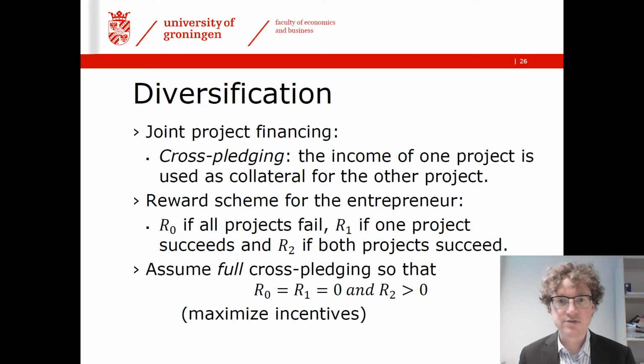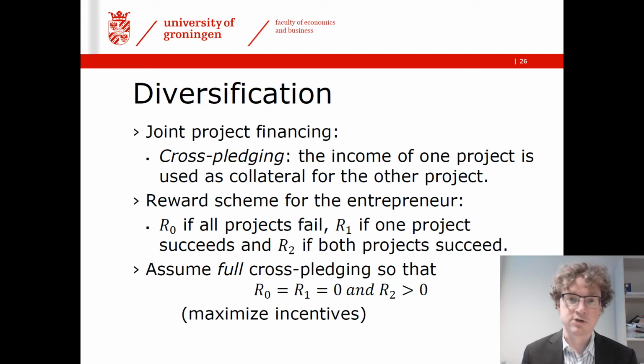So if that's not successful, I just forgo the whole part of this income from the first project and use that to make sure that the investors are actually breaking even. So what that essentially means is that the reward scheme now being considered for the entrepreneur is that the only way in which the entrepreneur is going to get any payment is if both projects succeed, not if just a single project succeeds.